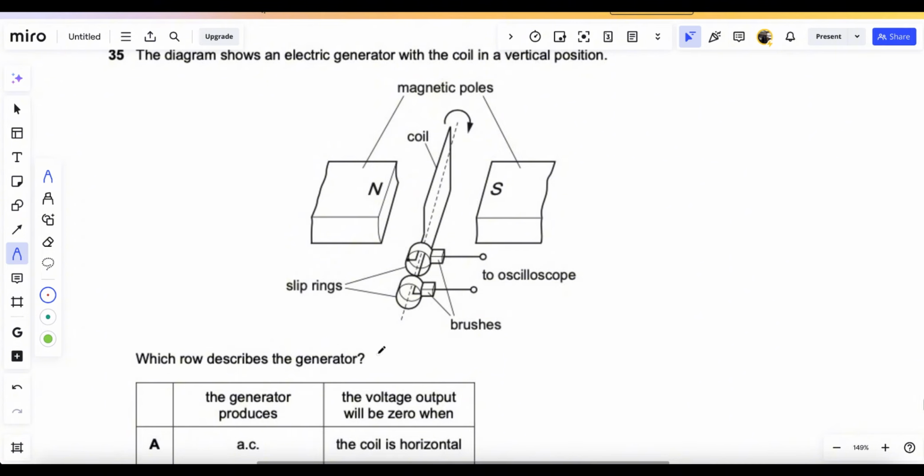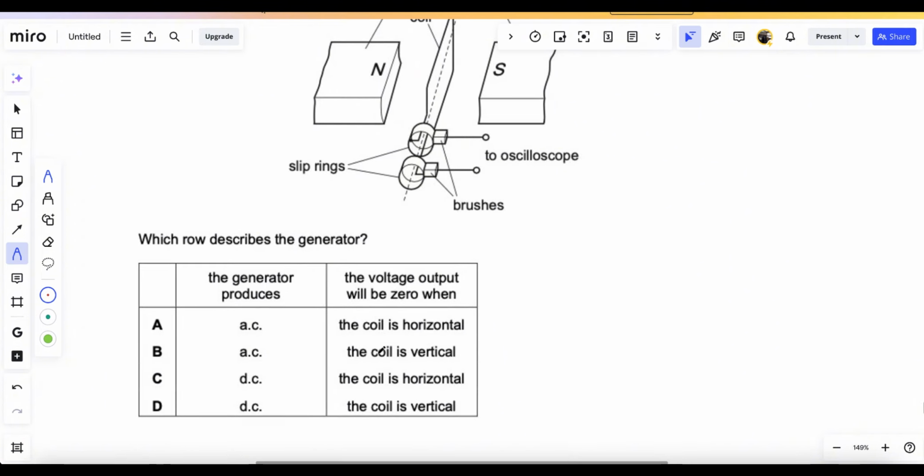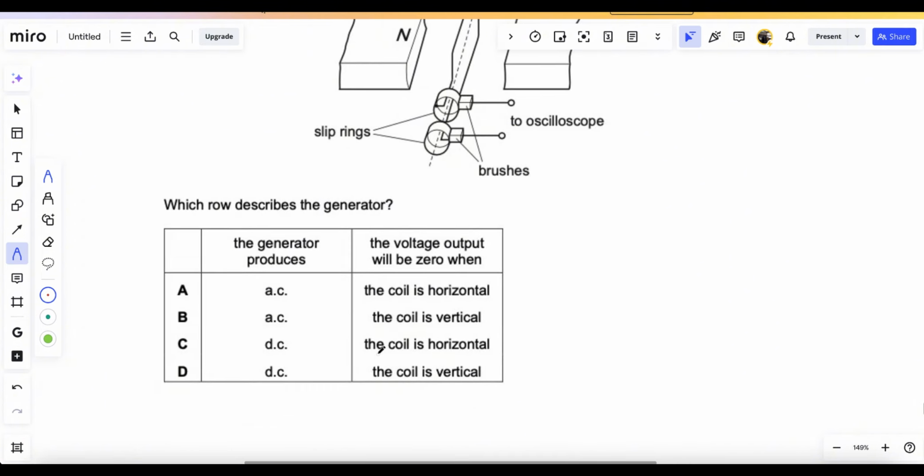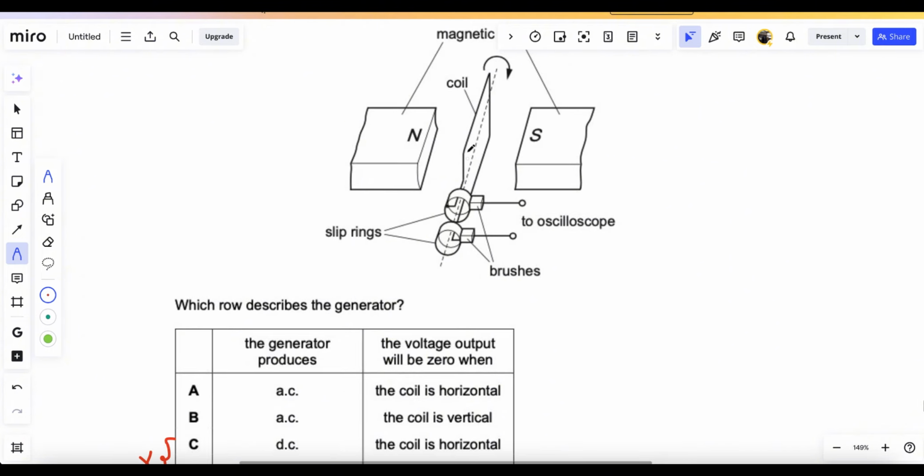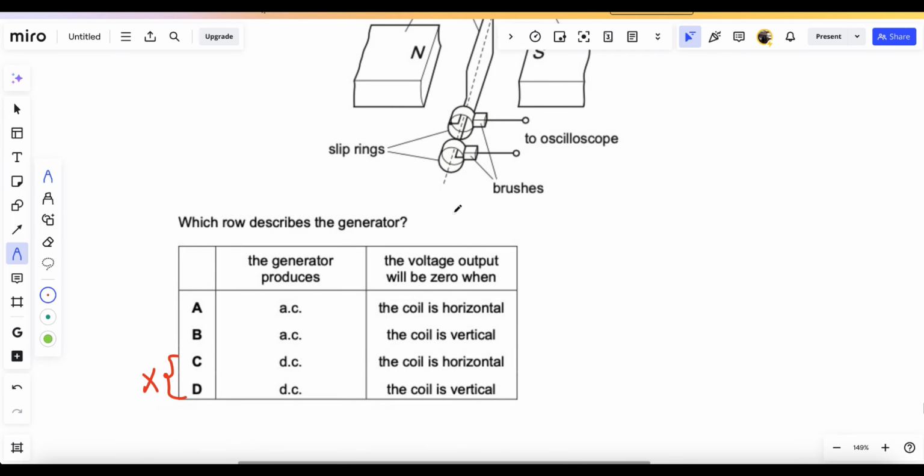Which role describes the generator? Say the generator produces an AC. Of course, any DC is wrong. Generator is AC, motor is DC. Generator is what? AC. So our answer is A and B. So we now check which one. The coil is horizontal, the coil is vertical. Of course, the coil has been said to be vertical. Is that not what they said? Look at it. The coils are vertical. So the answer is B.